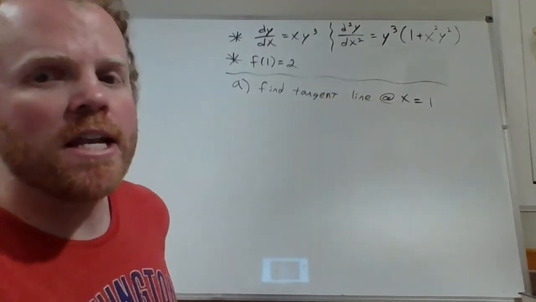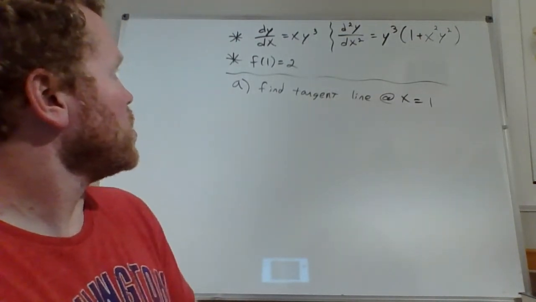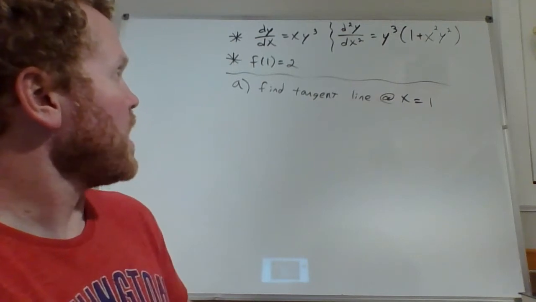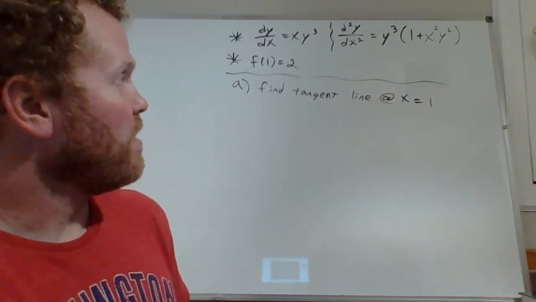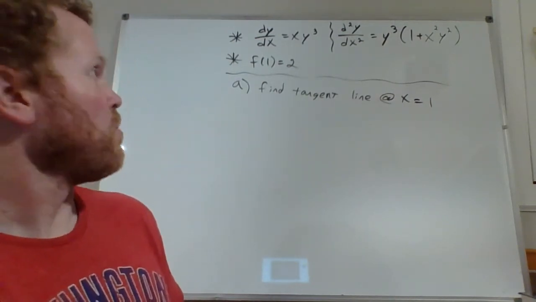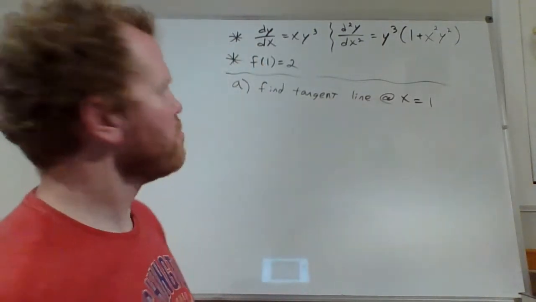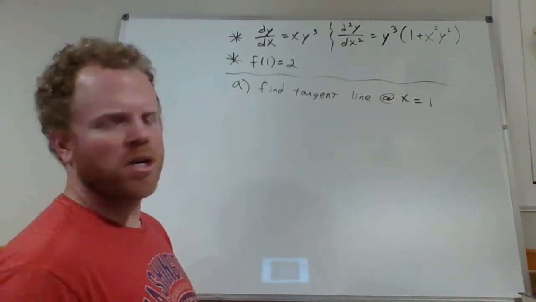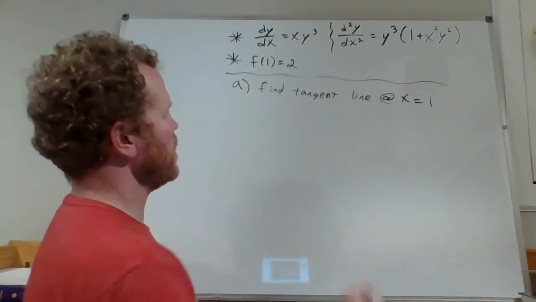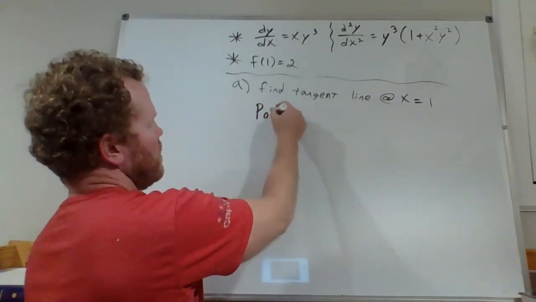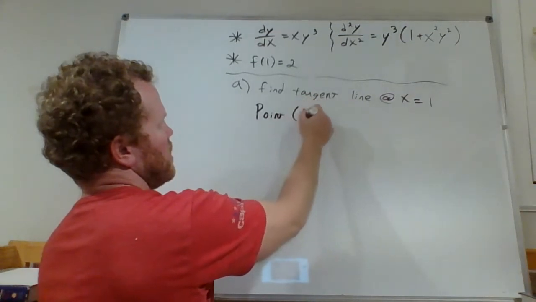It's from 2010, and it gives you the equation that the derivative is xy cubed, the second derivative is y cubed times 1 plus x squared y squared, and that f of 1 is 2. Part A, pretty straightforward. They want you to find the equation of the tangent line at x equals 1. So they're basically giving you a point. So that's 1 comma 2.